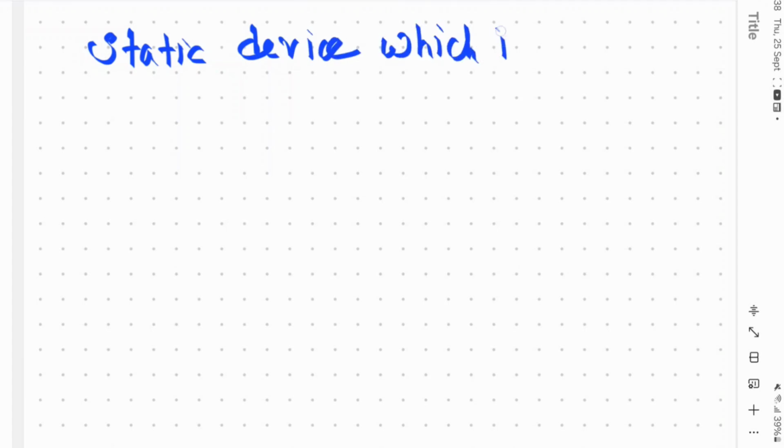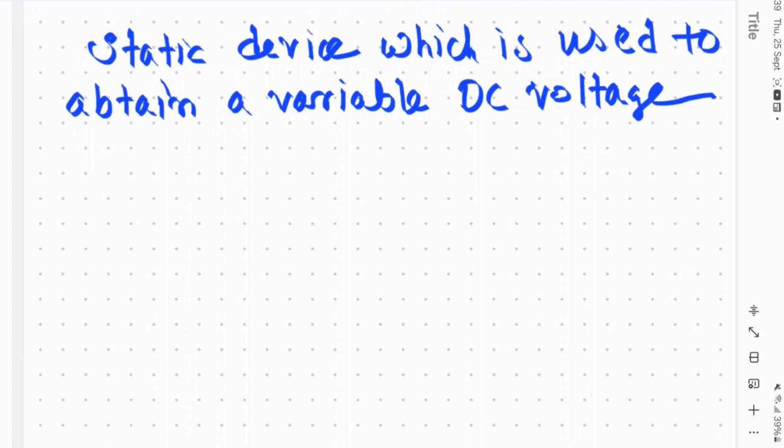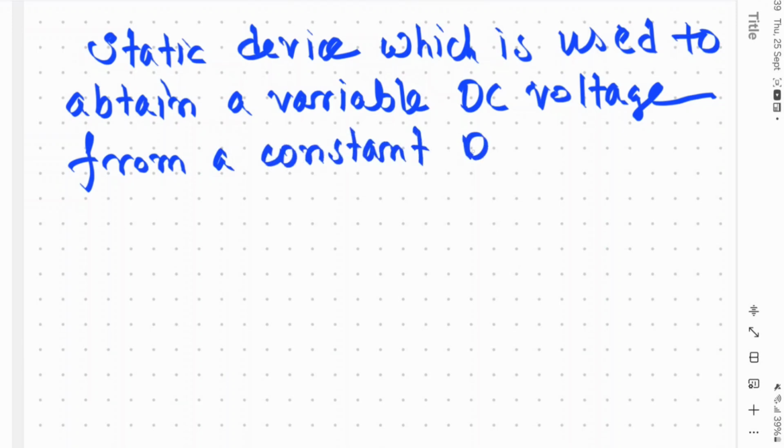A chopper is basically a static device. It is a static device which is used to obtain a variable DC voltage from a constant DC voltage source. So this is the definition of chopper.